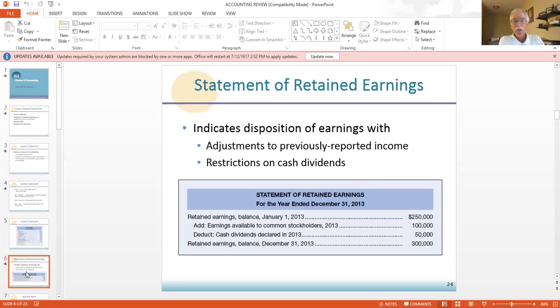So the statement of retained earnings is a rather simple financial statement. Again, this is for a specific time period, for the year ended December 31, 2013. You can see that the period opened with retained earnings of $250,000, to which we add net income of $100,000, and then the organization decided to share $50,000 with investors by paying a dividend, meaning that our ending retained earnings balance is $300,000.